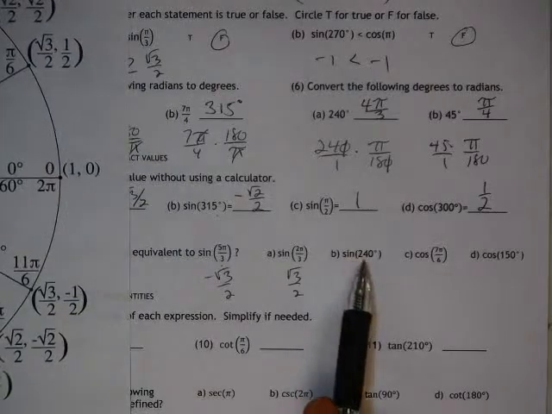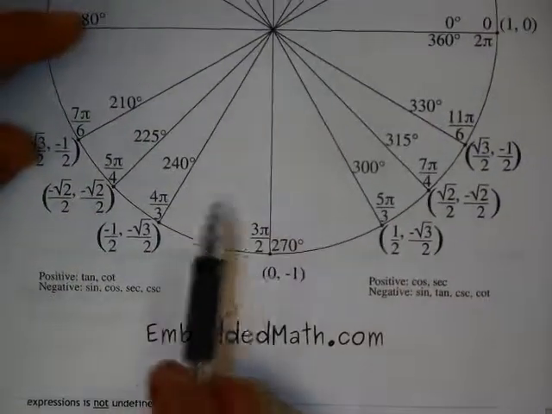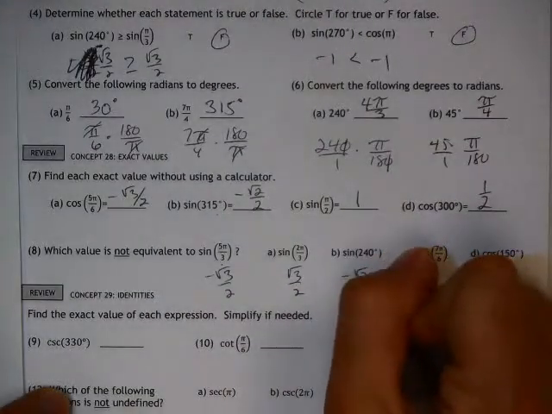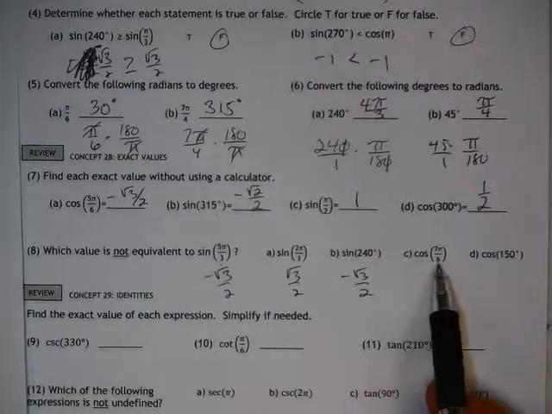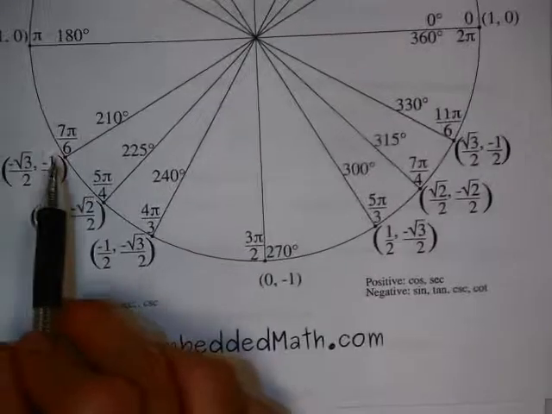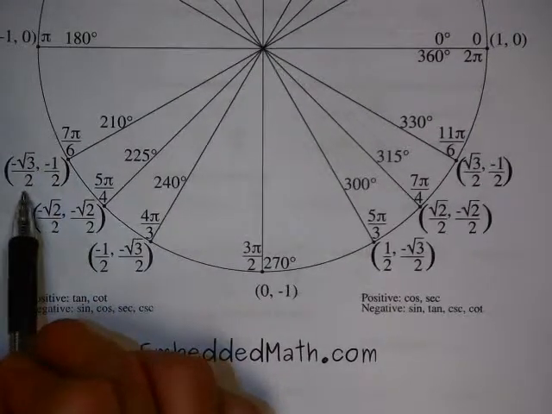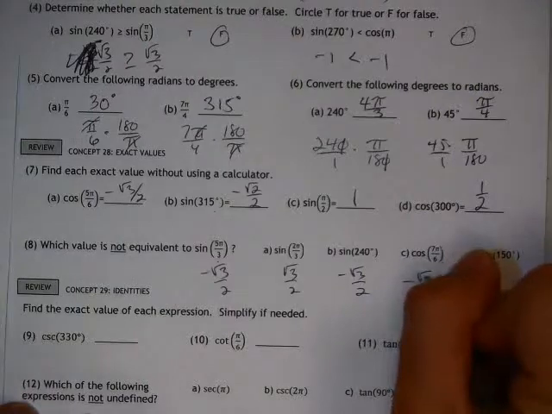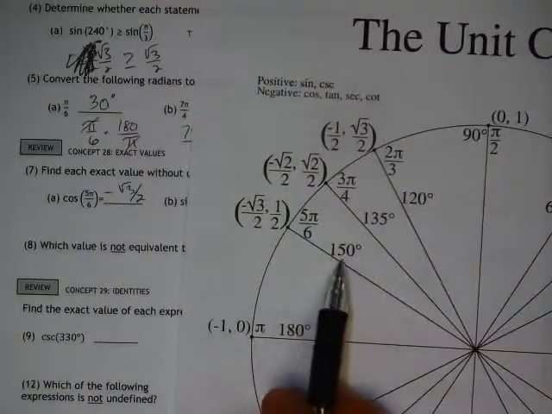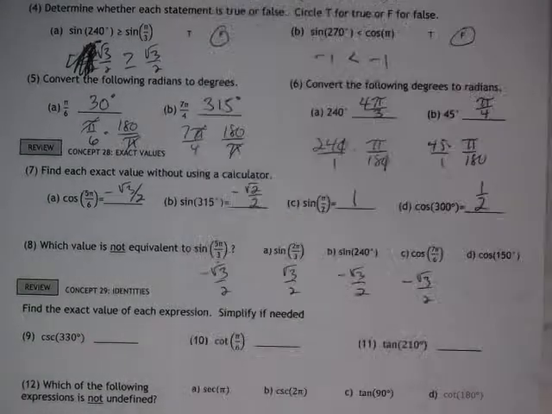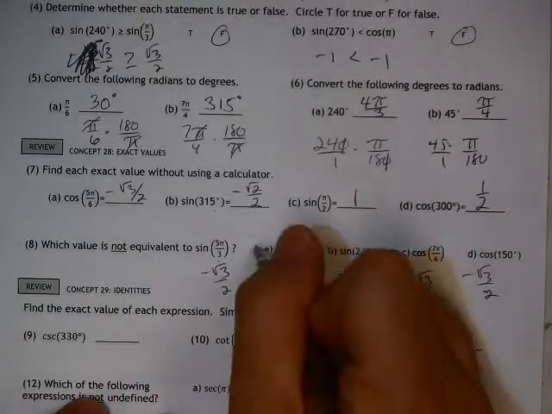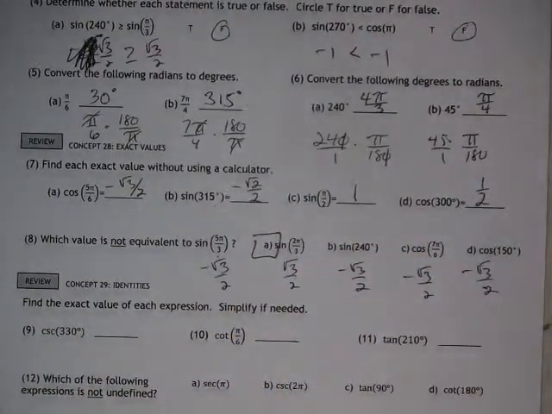We'll look at sine of 240 degrees. The y value at 240 is negative square root 3 over 2, so that is equal to the original. Cosine of 7 pi over 6, over here. Cosine is the x, which is your negative square root 3 over 2. Cosine of 150. There's 150, there's your x. Negative square root 3 over 2. So notice they all match except for this one oddball, which is option A, which is your choice.